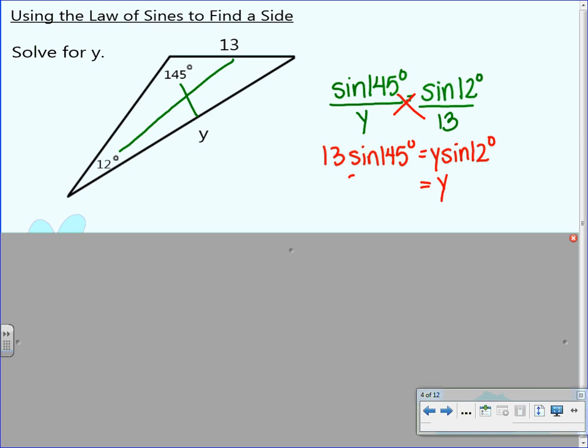Typing it in, you're going to get 35.86. If I round it to 2 decimal places, that will be the solution for y. So just double check that you can get that answer okay.